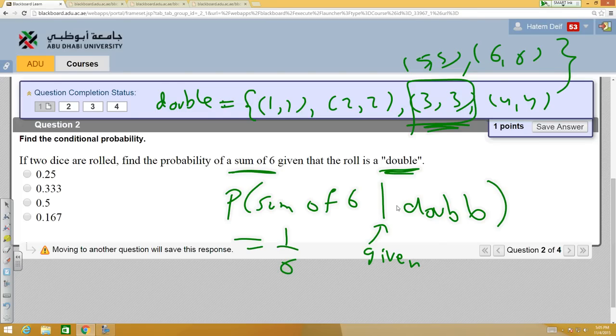So what comes in your mind, you will know, okay, it's for sure 1-1, 2-2, 3-3, 4-4, 5-5, or 6-6. So it's only one of these for sure. And now you start thinking about the question.